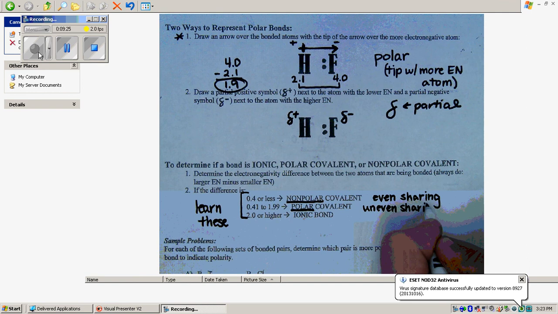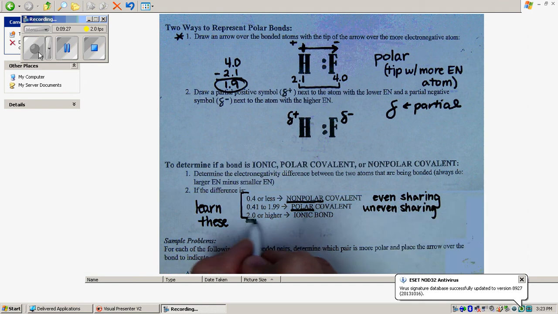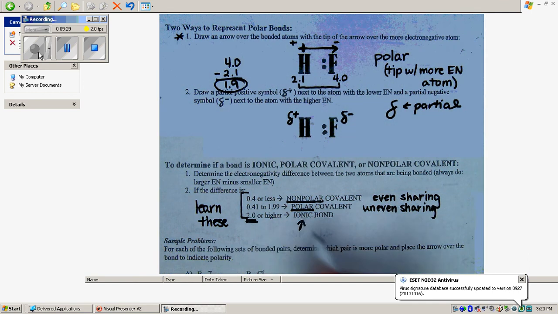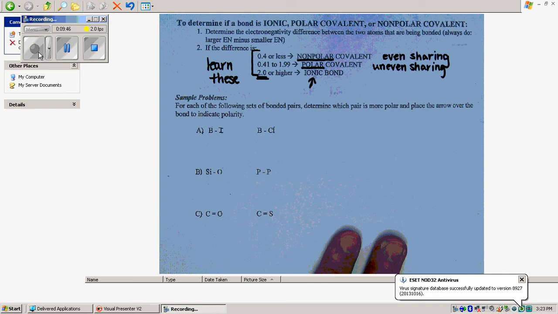And if it's greater than 2, then that means it was actually ionic. You'll get those types of ionic ones greater than 2 when you mix a metal and a non-metal, because remember, those metals had really low electronegativities and the non-metals were much, much higher. So for now, because this will get more intense as we start doing molecular polarity, for now this is what you're going to be doing.